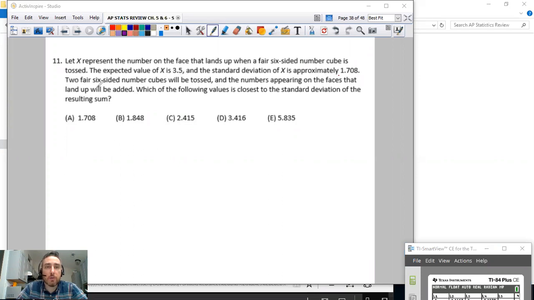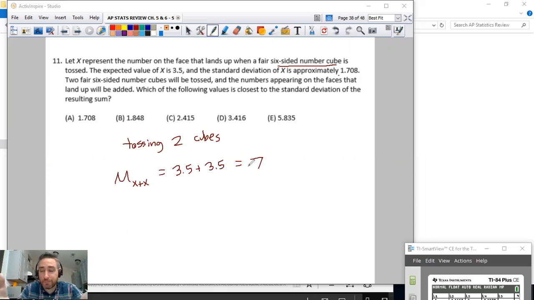We have two dice. Let x represent the number on a face that lands up when a fair six-sided number cube is tossed. So we're tossing two cubes, and what we want to do is combine those, right? We're going to add. So the mean of adding those two is absolutely going to be 3.5 plus 3.5. In other words, the average sum is going to be 7.